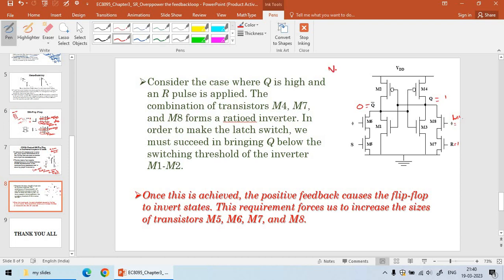When we consider the CMOS inverter, we studied the threshold voltage of the inverter, which would be equal to VDD by 2. So M4, M7 and M8 should be ratioed in such a way that the voltage is brought below VDD by 2, so that Q and Q bar are going to change. Once this is achieved, the positive feedback causes the flip-flop to invert state. This requirement forces us to increase the size of transistors M5, M6, M7 and M8. This is to be considered when you work with the SR type overpowering technique.